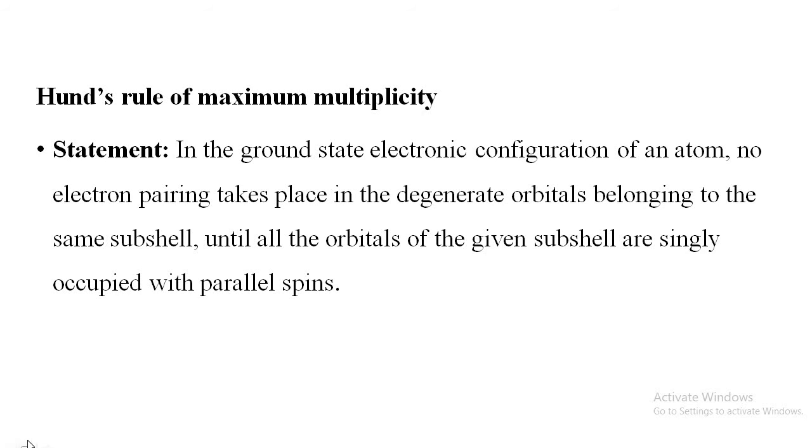Similarly, the electronic configuration of nitrogen is helium 2s2, 2px1, 2py1, 2pz1. That means helium within the bracket, then we have to write 2s2, 2px1, 2py1, 2pz1.